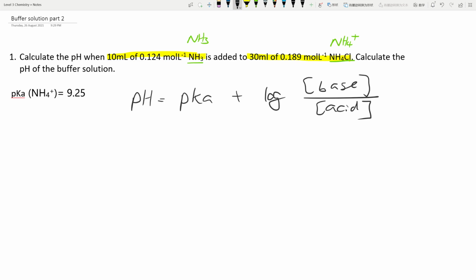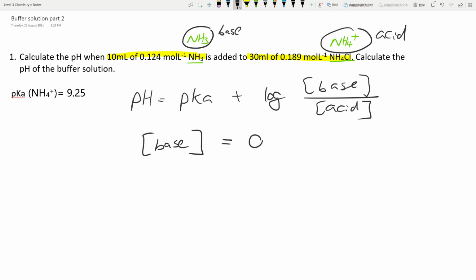The base concentration, so first thing first, you need to identify what this is. This NH3 is the base. This NH4 plus is the acid. All right, so the acid always has one more H. That's how you can remember it.